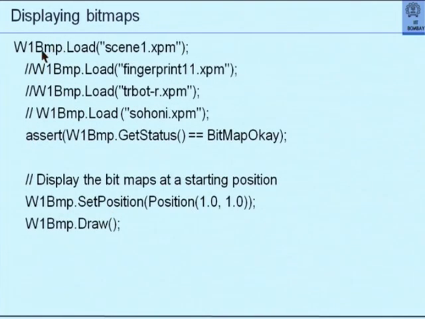The way I display bitmap is like this. I say W1BMP.load scene1.xpm. This is an absolute file name, which means it must be in the current directory. So as I said, the scene that you saw was from some picture from my camera. I used convert to convert it from JPG to XPM. I have got several other things which we will see.